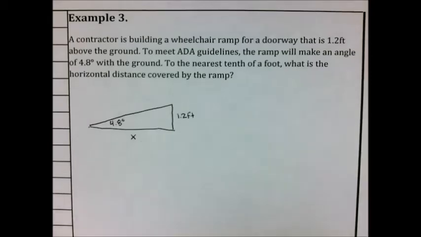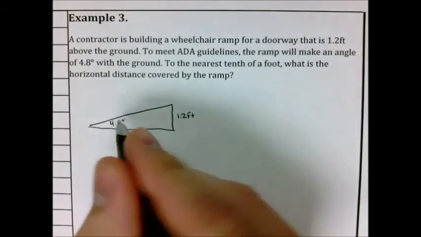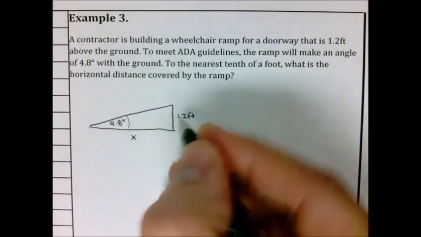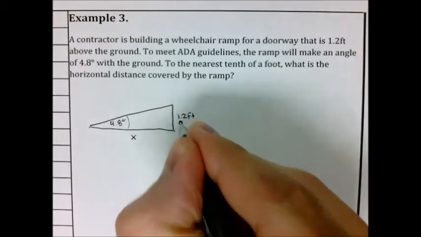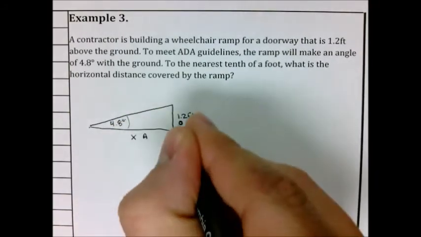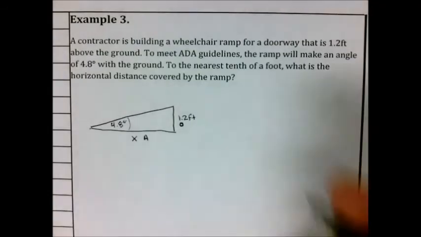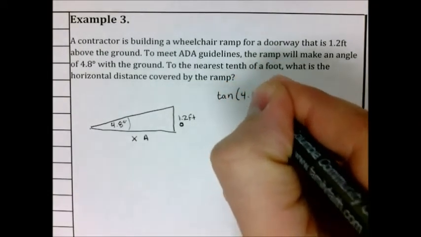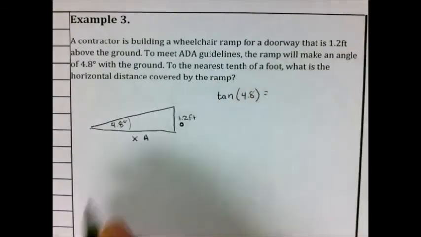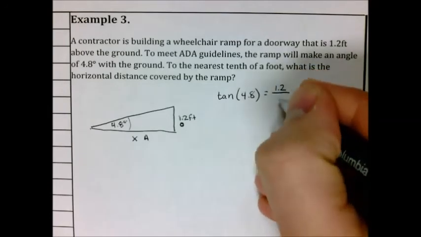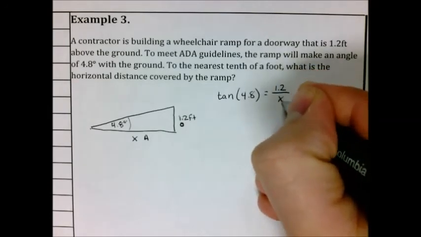Okay, so we have to decide, how do we figure out, based on this angle right here, what x is? And we see that this is the opposite of the angle, and this one is the adjacent. So OA means that we have to use our tangent trig function. Tangent of 4.8 will give us the opposite, 1.2, over adjacent x.